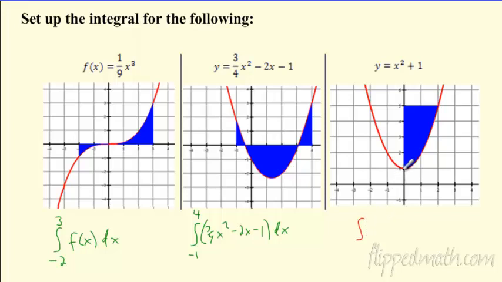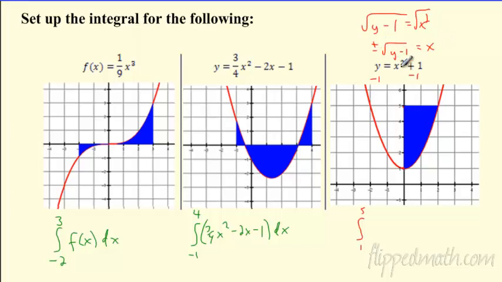Well, my integral is going from 1 to 5. But I can't use this because this is in terms of x. So what do I got to do? I'm actually going to solve this and say y minus 1 equals x squared. Then what am I going to do? I'm going to square root both sides. And remember, when you do that, you get a plus or a minus. Square root of y minus 1 equals that. So this is in terms of y now.